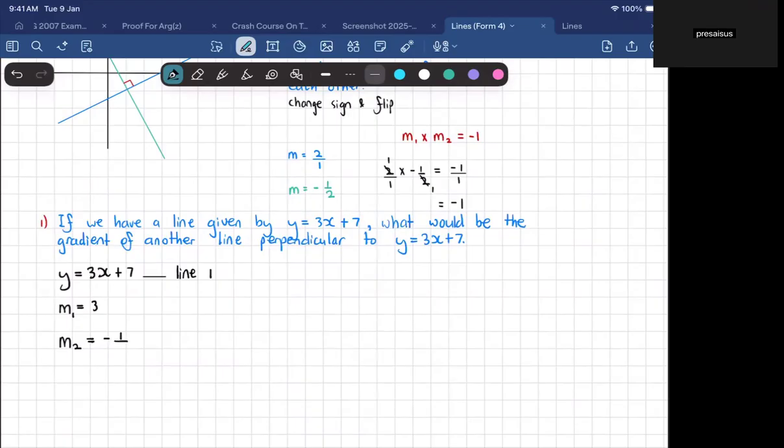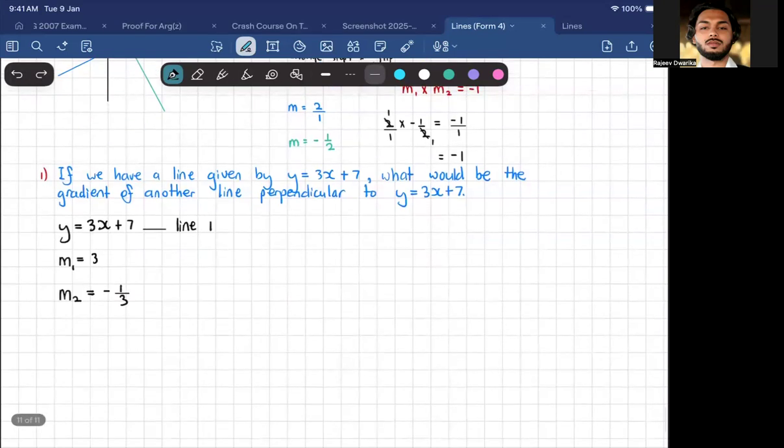-1/3. Yes, -1/3 is correct. Because this is 3 over 1. You're not seeing the 1, but it's 3 over 1. So if I change the sign, that's going to be -3 over 1. And if you flip it, that's going to be -1/3. So great job. That's the answer. M2 is equal to -1/3. So that's what the gradient of the other line is. So that's how short it is? Yeah.